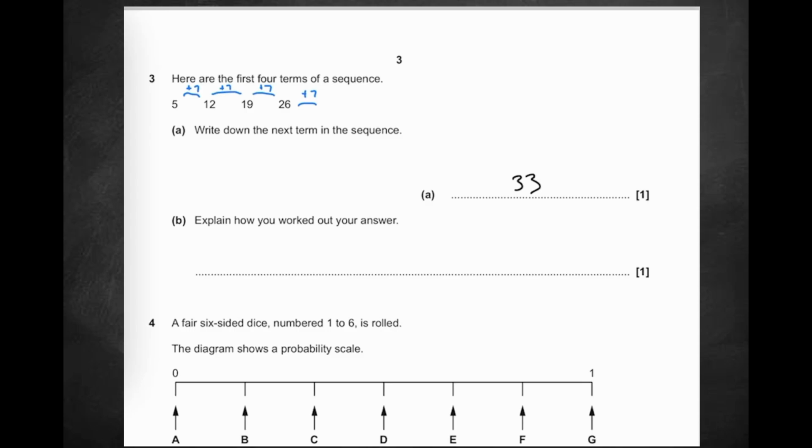Explain how you worked out your answer: adding 7 to the term before.